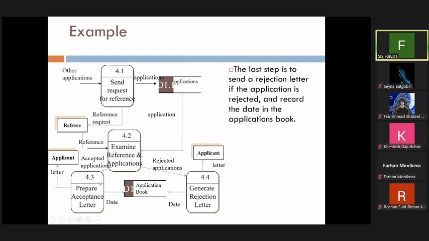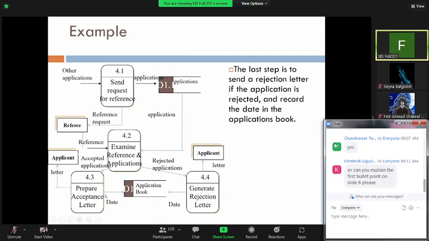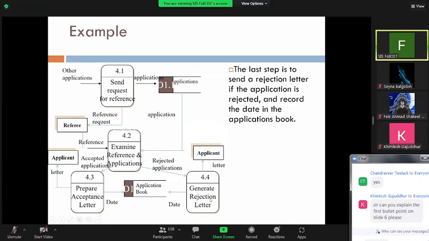4.3, there's an input, accepted application. There's an output letter that goes. There's date that goes to application book. 4.4, there's input rejected application. And there's date that goes to application book. There's letter that goes to applicant.